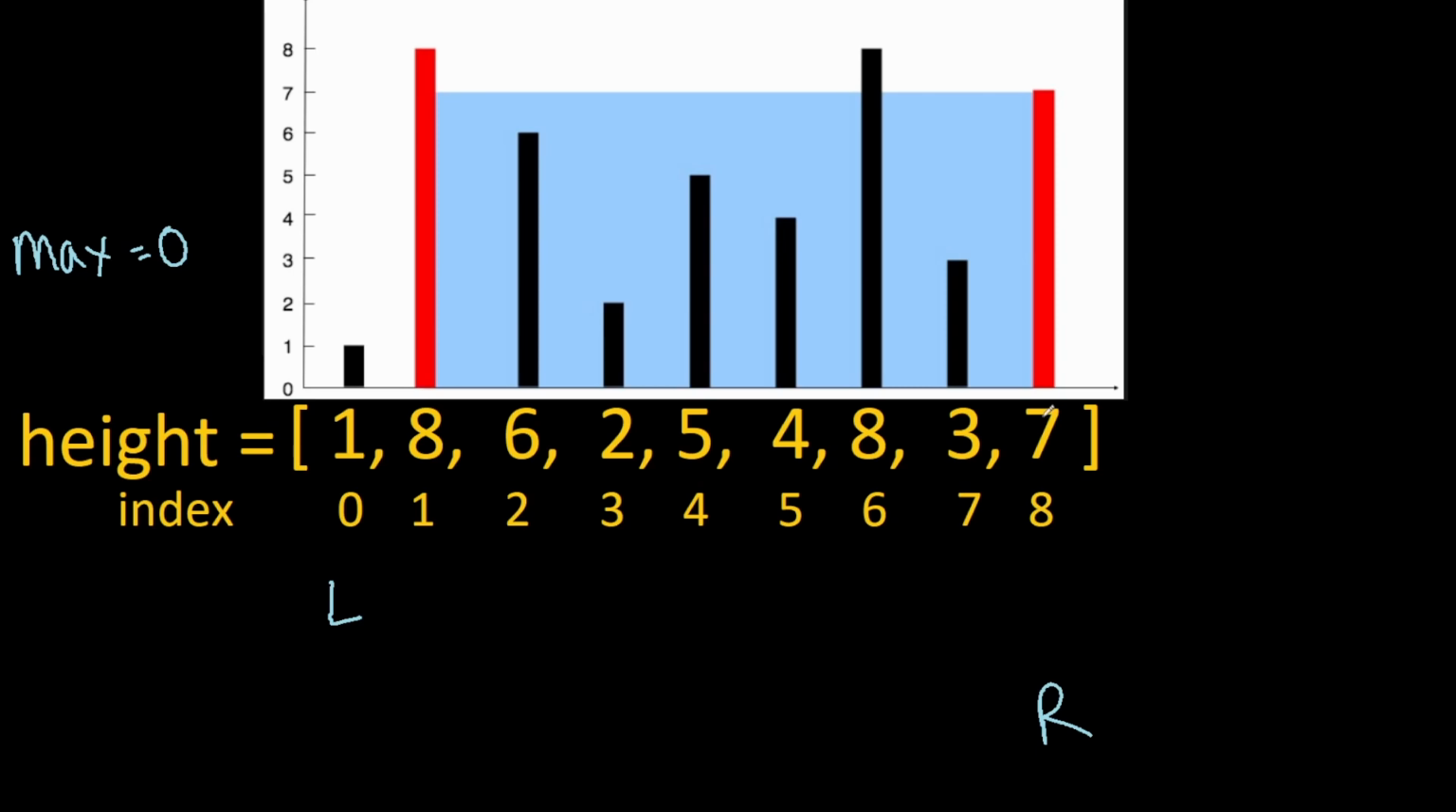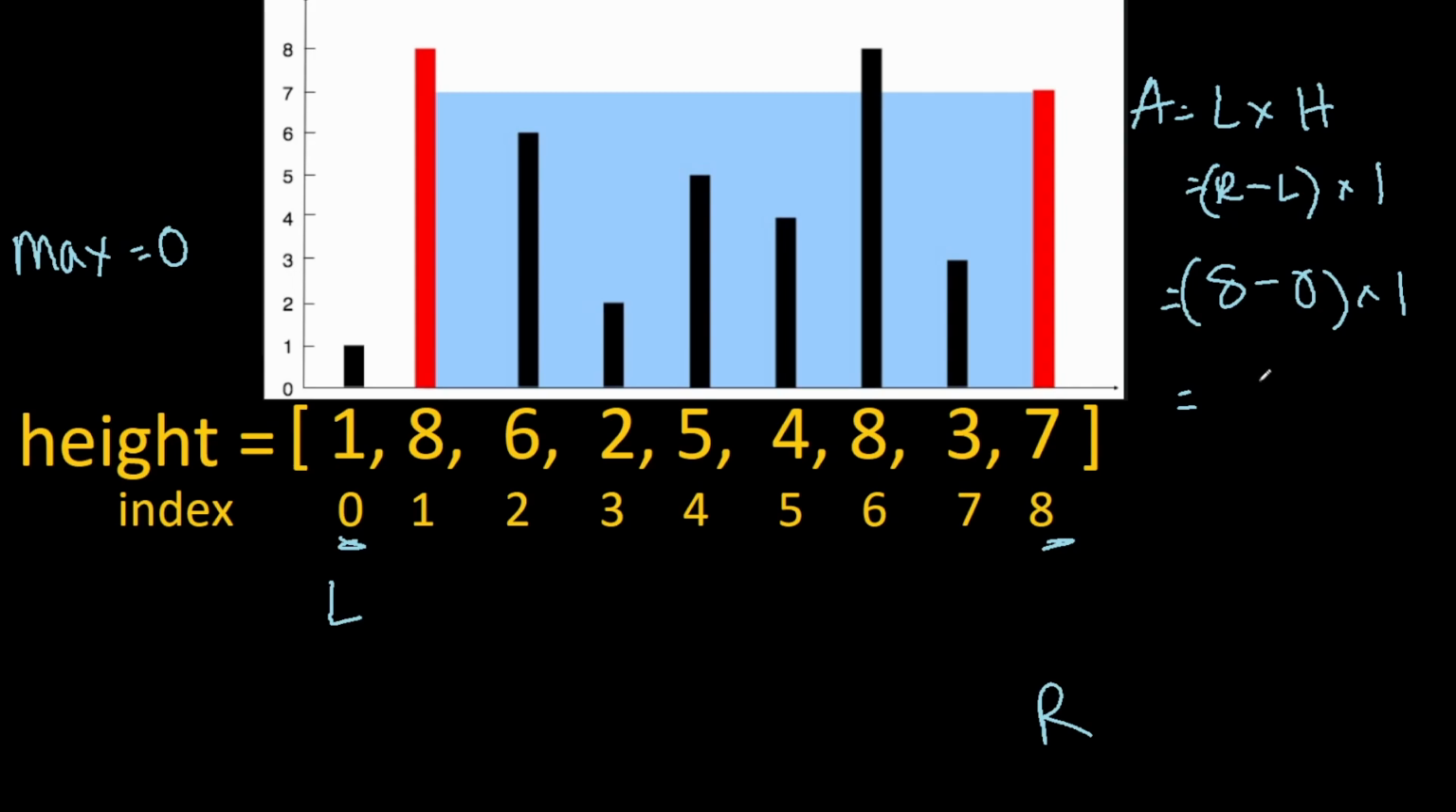We have area equals length times height, and to find the length, we want to do the index for right minus left, times the smallest height that we come across. So the values 1 and 7: the smallest height between these two values will be 1. Right is currently at the 8th index, so 8 minus 0 times 1 equals 8.